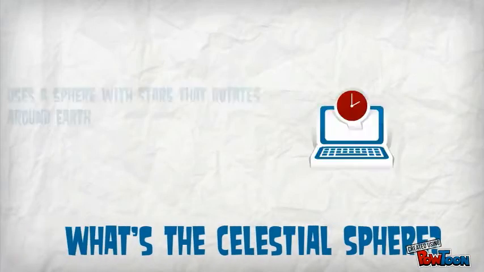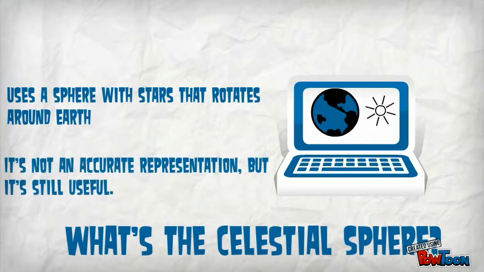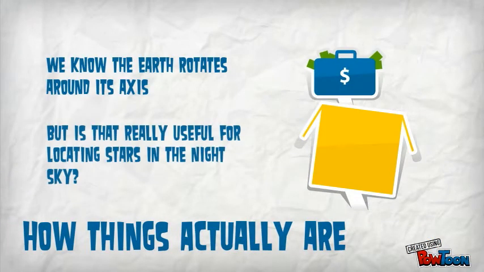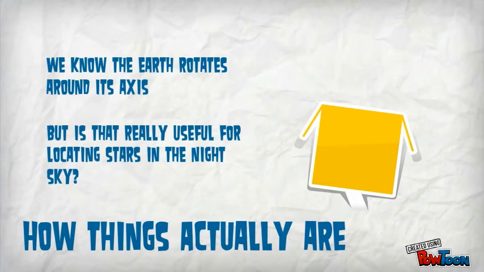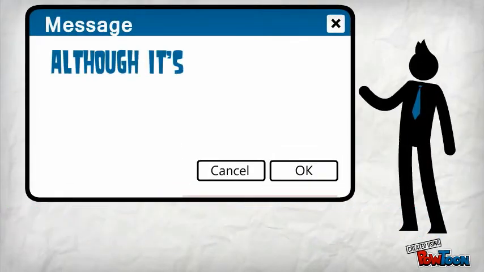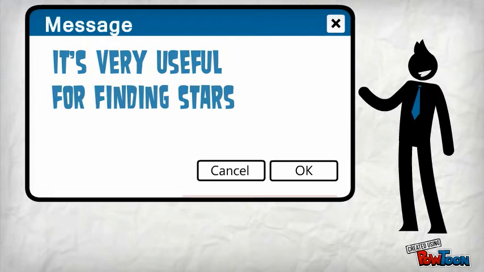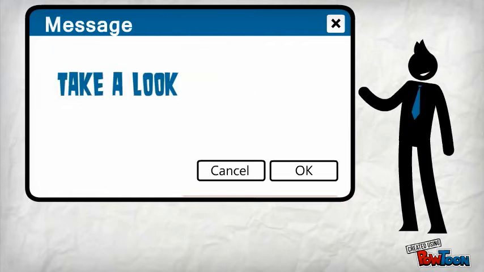This is a model that involves using a globe of stars around the Earth. It's not necessarily an accurate representation of how things actually are, but it can be very useful. Yes, we know that there's no imaginary sphere of stars around the Earth, and we know that the Earth actually rotates around its axis, but is that model really useful for locating stars and constellations, from our standpoint? Although it's technically an incorrect model, it's very useful for locating stars because the celestial sphere is like a coordinate system. Why don't we take a little look at it?